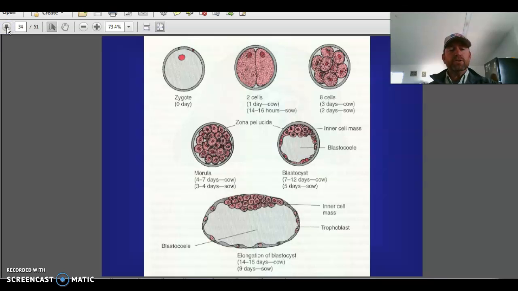These are some embryos. You can see the zygote. That's first fertilization, and then as it grows, we have 2 cells. It goes to 4 cells, 8 cells, 16 cells, 32 cells, so on and so forth. You do the math, it just keeps doubling.